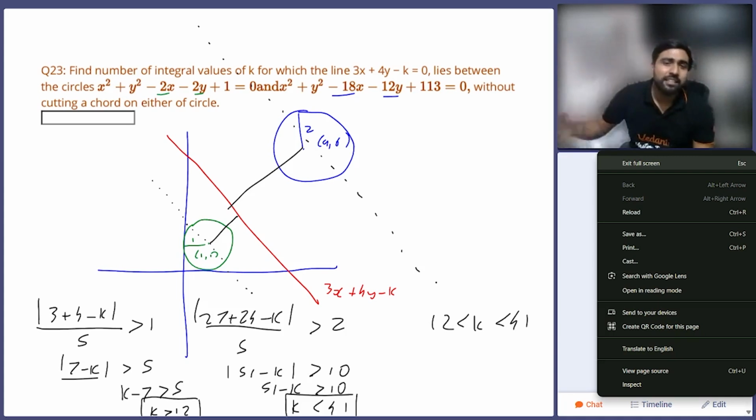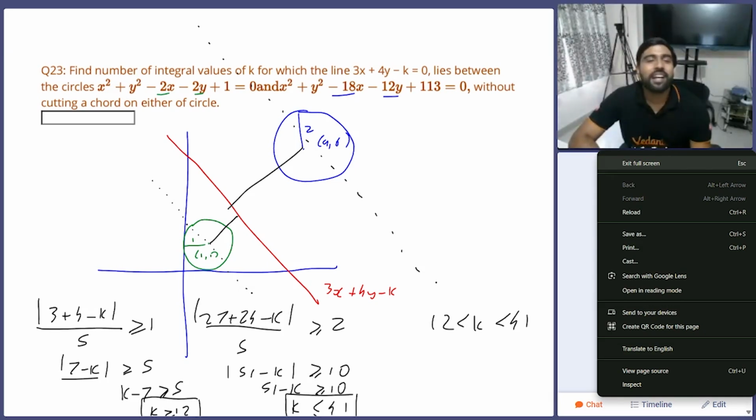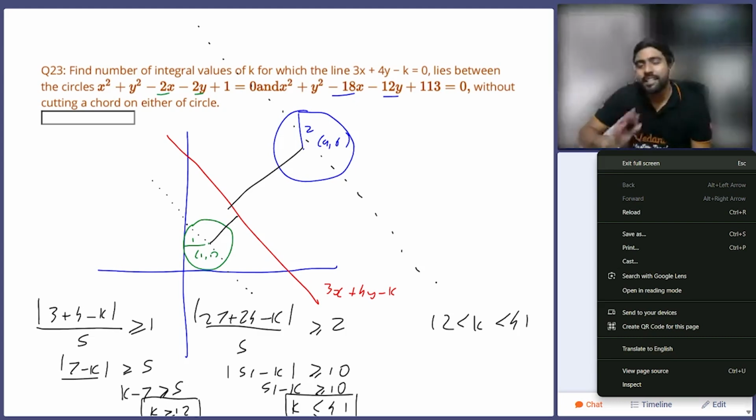Now find the integer values. Without cutting a chord, they have mentioned. If they have mentioned chord, that means tangent is fine, right? That's one thing we have missed. A tangent here would actually be fine. It's allowed to be equal. Just a chord it cannot cut. It is perfectly fine if I have a tangent. So I get the condition that k lies between 12 and 41, including both.